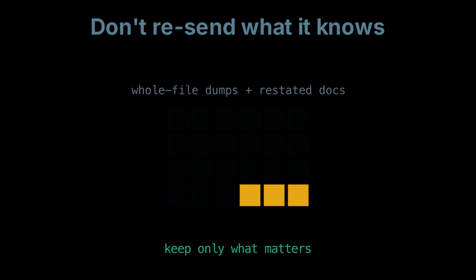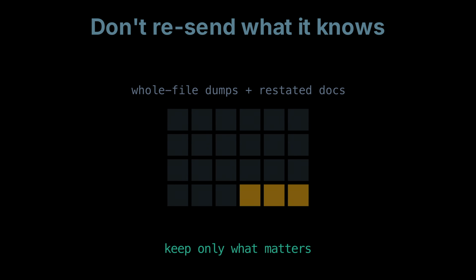Lesson 4, do not resend what the model already knows. The model already knows the programming language, the popular framework, the common library. So restating all of that or dumping whole files it does not need just adds noise. And remember the tax, you repay for that noise on every turn. Keep only what matters. The specific part of the problem that only you can give it. Trim the rest.